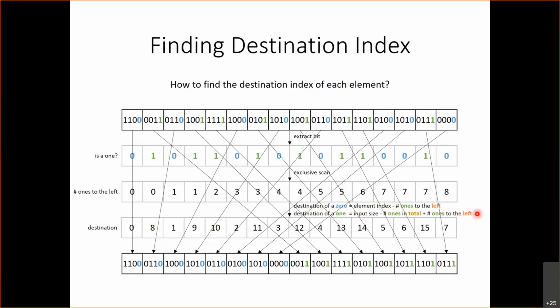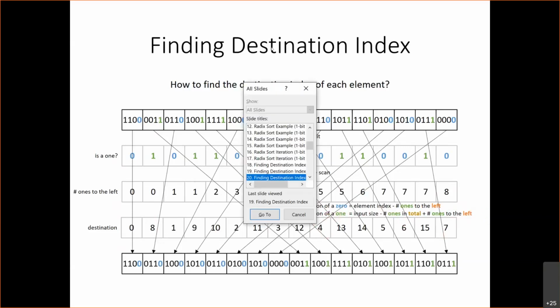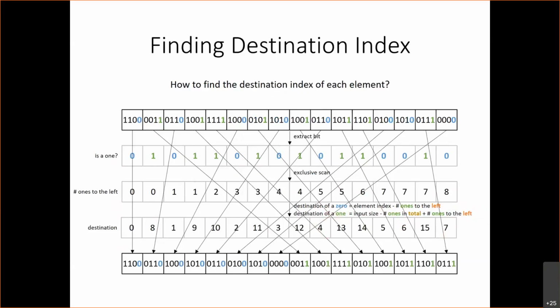Professor, can we repeat how we derived the second expression, the destination of the 1? Yes. So you want me to repeat how we arrived at this expression for the destination of a 1. So let me repeat that, sure. One second, let me go to the slide that I want.